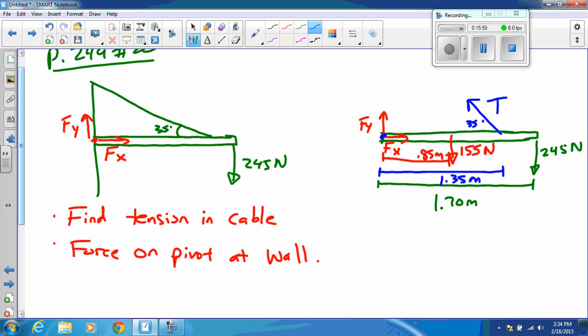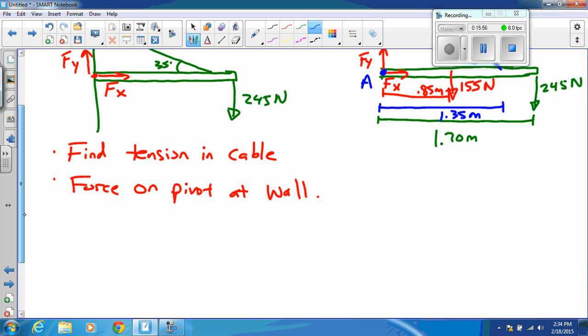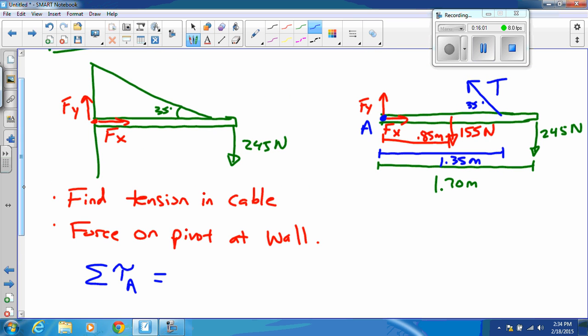Yeah, that's right. So let's take that pivot point, and we're going to call it point A, and we're going to do sum of torques about point A. And we're going to walk from left to right and include all of them. Now the Fy is at a distance of 0, so it disappears from my equation for torque. Same thing for the Fx. The 155 newtons is at a distance of 0.5, and it is clockwise or counterclockwise around A? Clockwise. Clockwise, so negative.